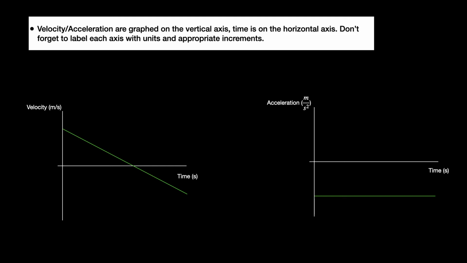Okay, so for a velocity versus time graph and acceleration versus time graph, you graph those quantities, velocity or acceleration, on the vertical axis. Time is still on the horizontal axis. Remember, AP wants to see you label your axis with units and appropriate increments. I'm not putting any increments on these graphs because we just want a qualitative understanding of what's going on here.